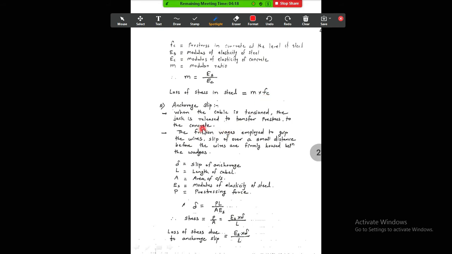Then after that, the Anchorage slip. For the Anchorage slip, the formula is derived from the simple formula delta is equal to PL upon A E, where P by A is stress. So P by A is kept on the right-hand side, and L and Es are sent to the left-hand side, so this formula is derived. The loss of stress due to the Anchorage slip is Es into delta by L.